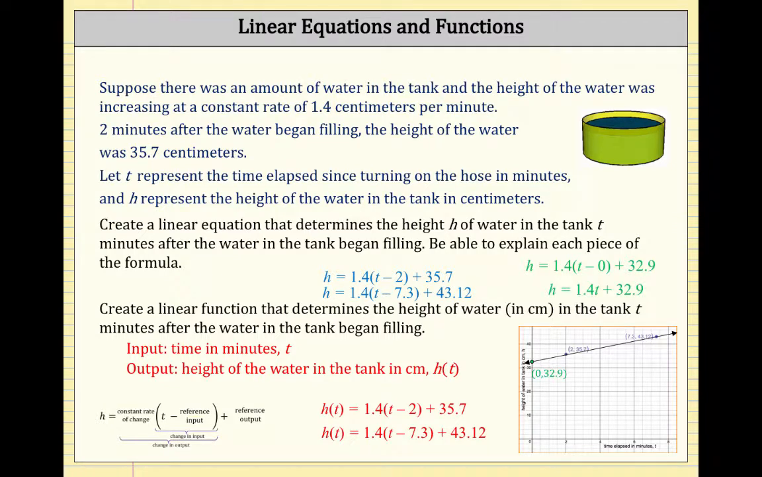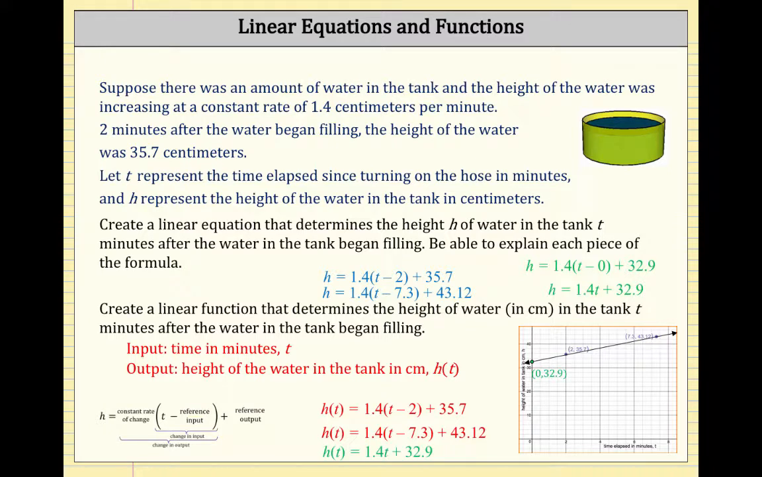And you notice that t minus 0 could be simplified to t because anything minus 0 is itself. So a more simple way to write that is h is equal to 1.4t plus 32.9. It turns out that in many of our equations we use a reference point on the vertical axis, and that will lead to a very specific equation that is very useful in future lessons.